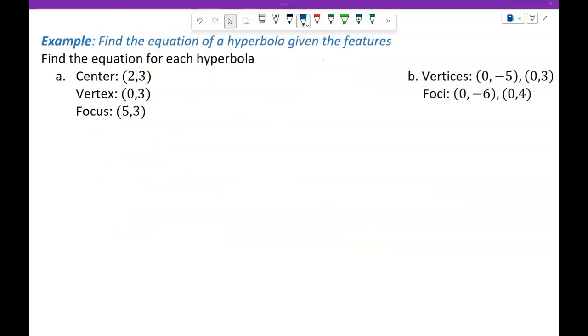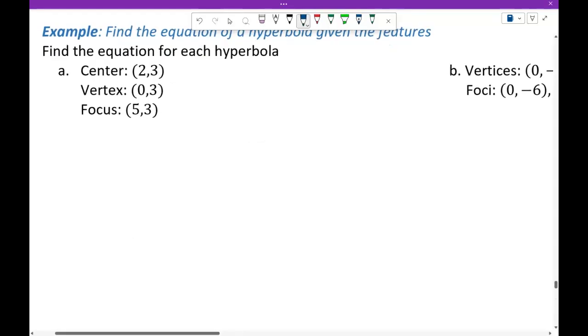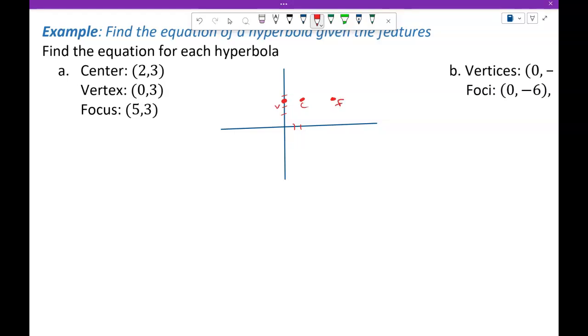Lastly, we're going to find the equation given the features. It's really helpful to start with a diagram to understand the orientation of your hyperbola. If I have a center located at 2, 3, a vertex at 0, 3, and then a focus at 5, 3, we can see that I've got vertex, focus, and center all in a line, which means my hyperbola is going to be opening on the horizontal axis.